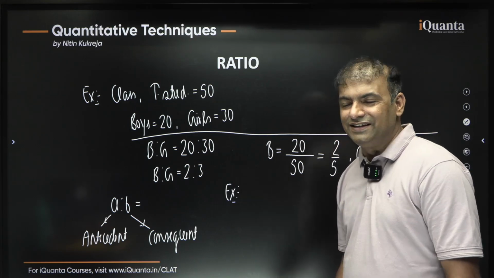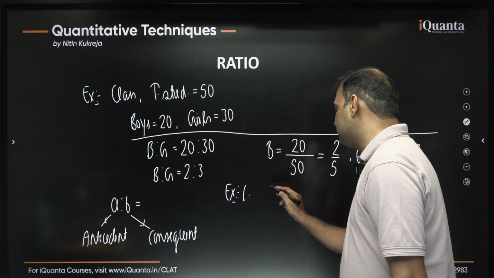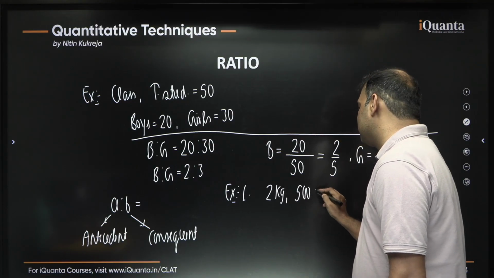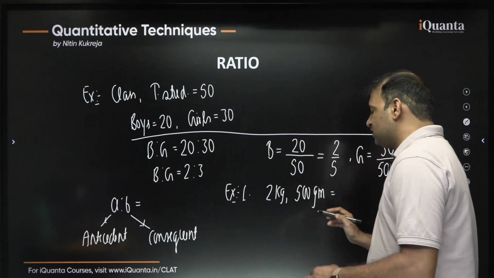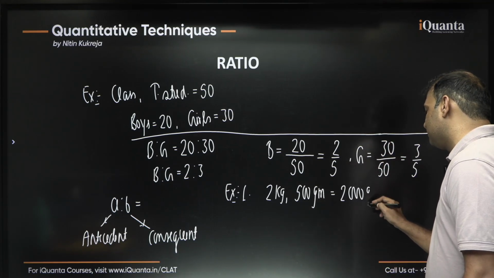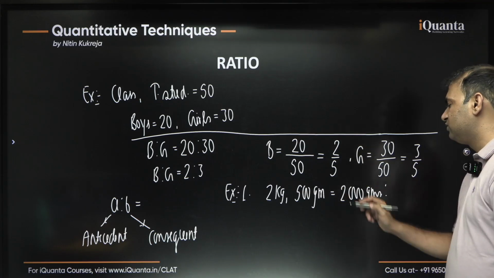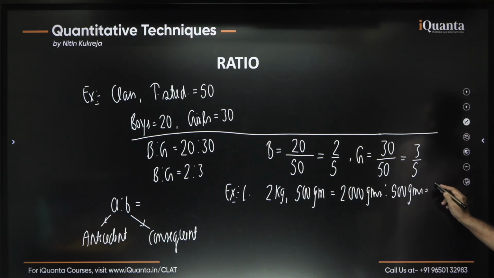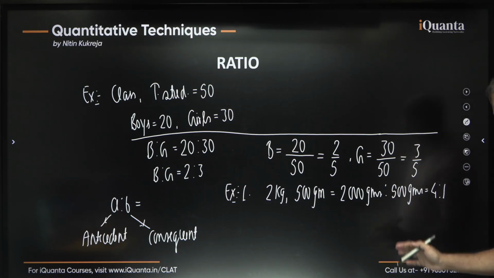Now let me put some examples to find the ratio of different identities. Example number 1: what is the ratio of, let's say, 2 kgs and 500 grams? If you convert 2 kgs into grams, that will come as 2000 grams, very simple. And the second number given to us is 500 grams. So this ratio will be 4:1, because gram and gram will get cancelled out.